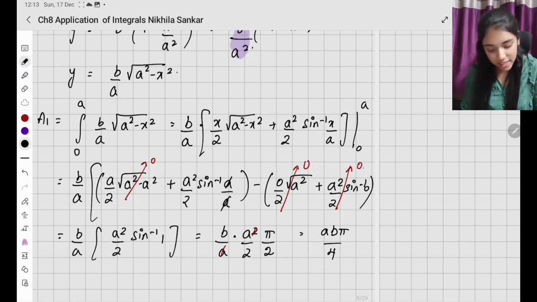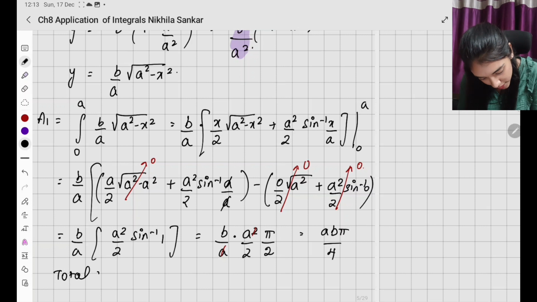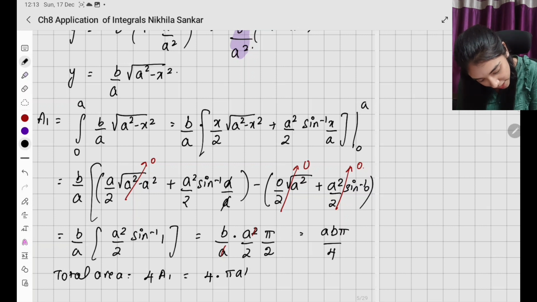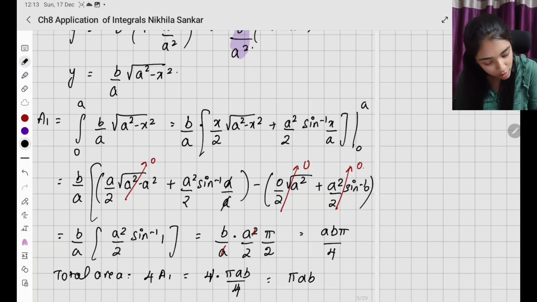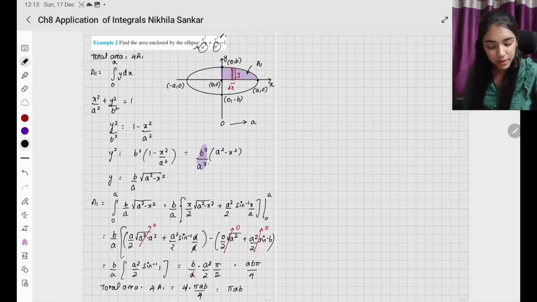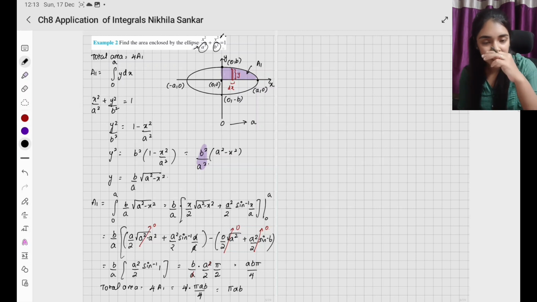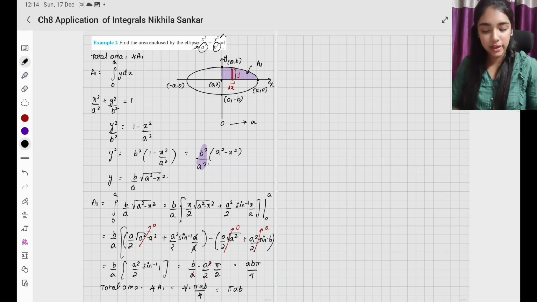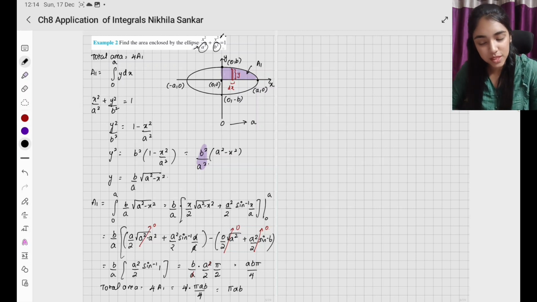Pi a b basically. Now the total area is going to be 4 times A1, which is going to be 4 times pi a b divided by 4. So this gets cancelled. So my area of the ellipse is going to be pi a b. Pi times the length of the major axis divided by 2 times the length of the minor axis divided by 2. So this is going to be the area of the ellipse. Now, did you understand how to use basic integration?